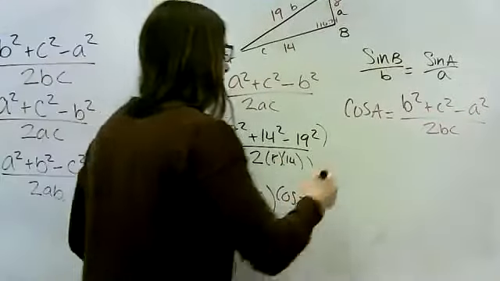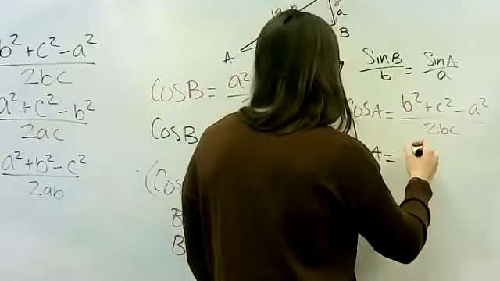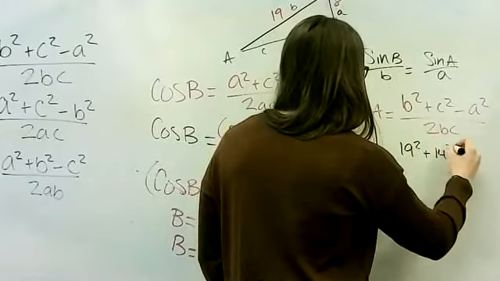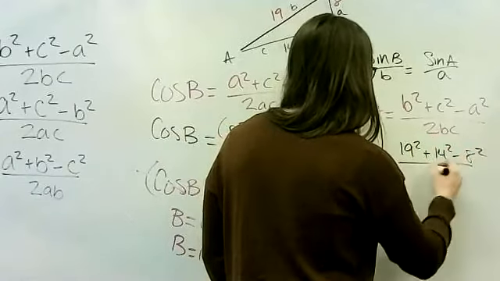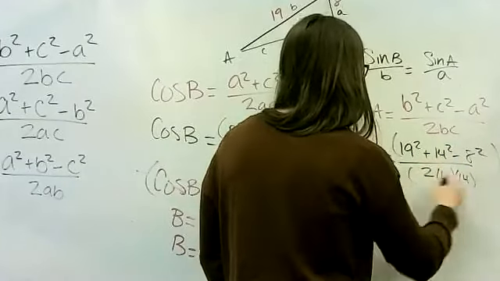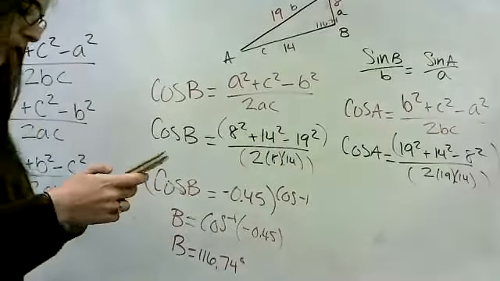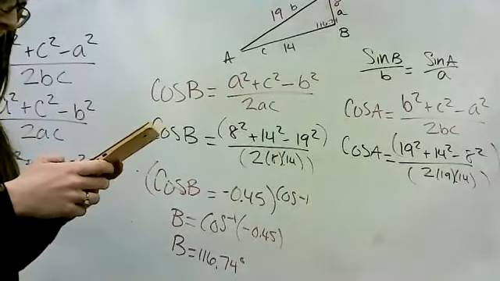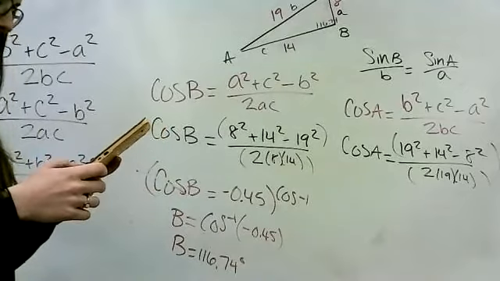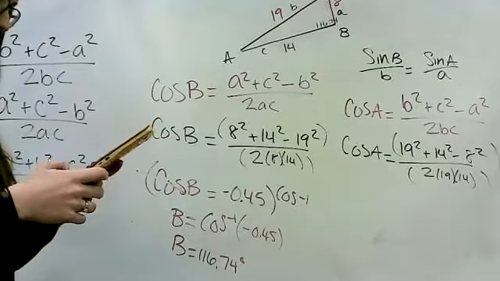So filling in what I know, my b squared is 19, and 14, and 8, and 2 times 19 times 14. Again, parentheses around all of it, numerator and denominator. Putting this into my calculator: 19 squared plus 14 squared minus 8 squared, divided by 2 times 19 times 14.